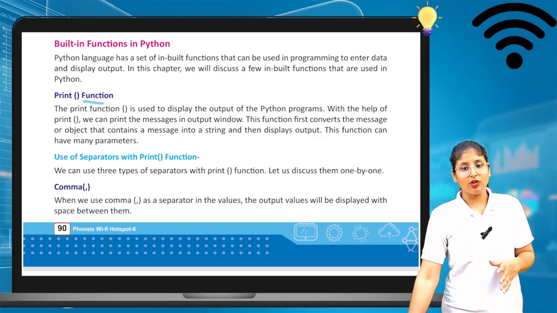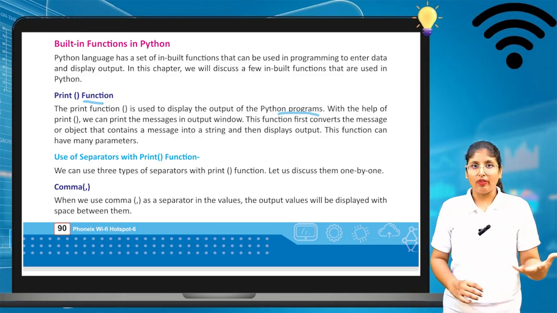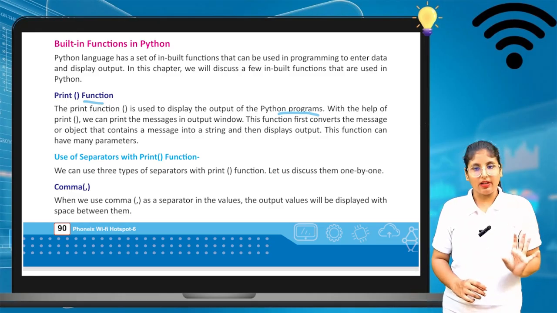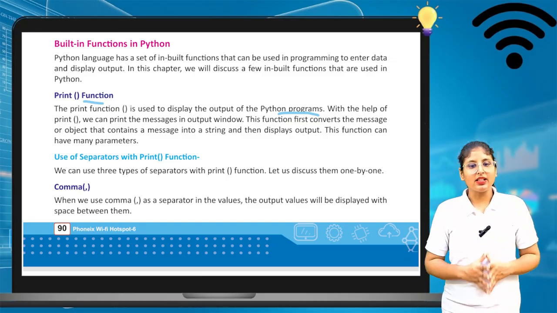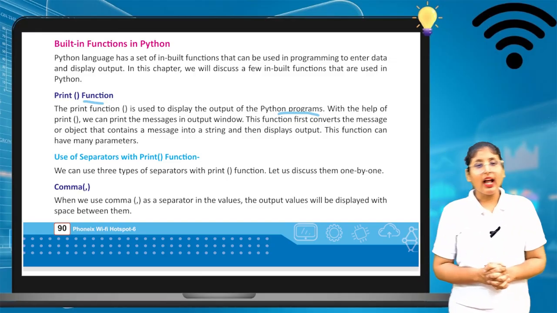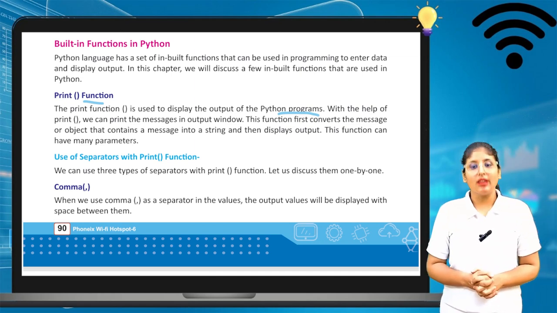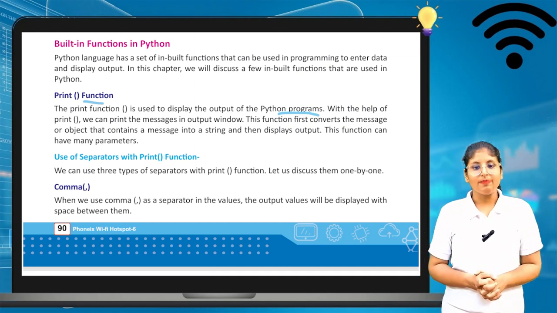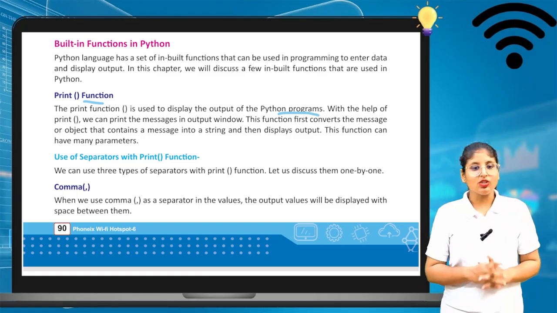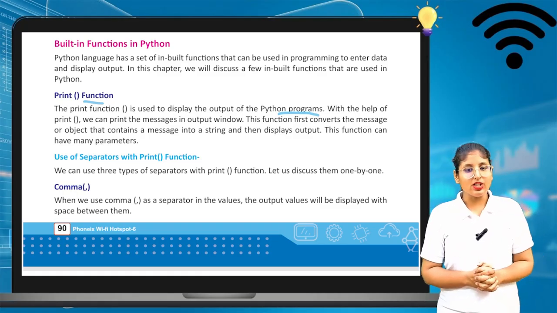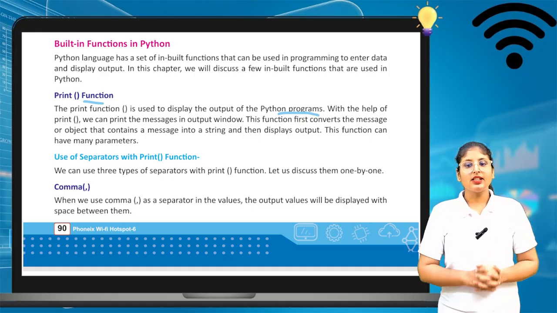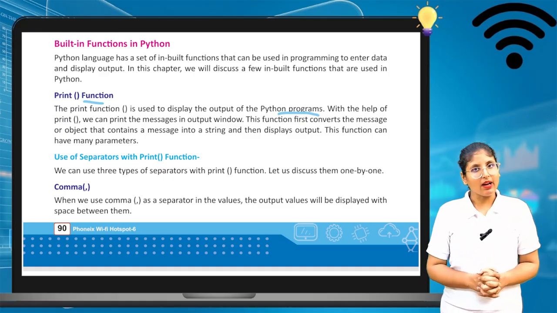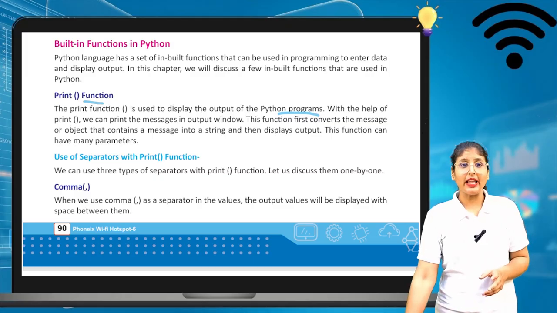So the print command should be there to display the output. With the help of the print command, we can print the message in the output window. The function first converts the message or object that contains a message into a string and then displays the output. Thus, functions can have many parameters.